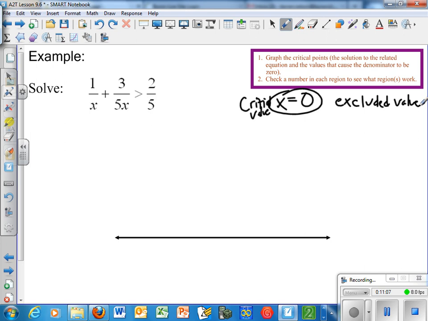So we know it's 0. Now let's actually solve this. The LCM would be 5x. The smallest number that 5 goes into is 5, so we're going to multiply everything by 5x.